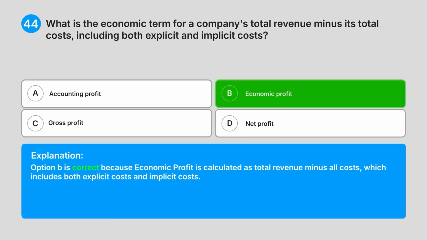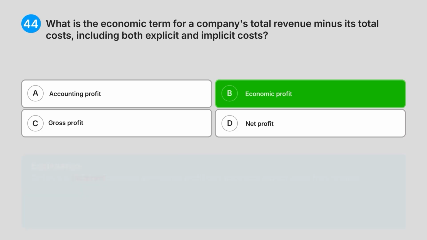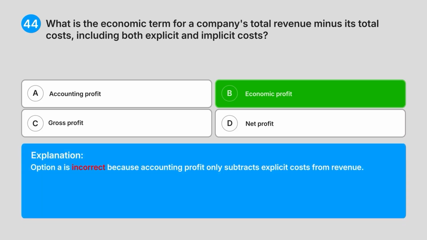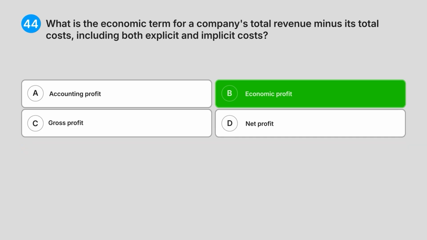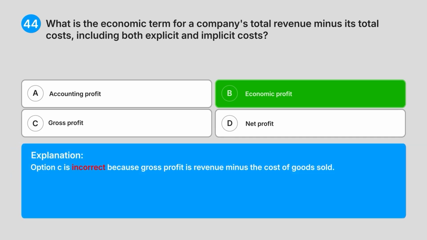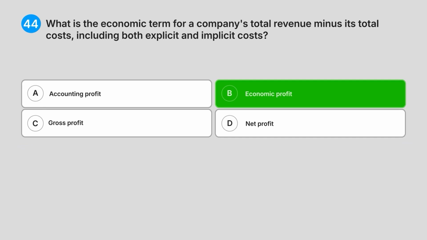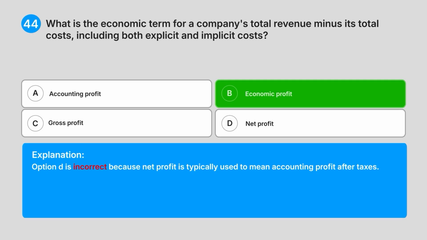Explanation: Option B is correct because economic profit is calculated as total revenue minus all costs, which includes both explicit costs and implicit costs. Option A is incorrect because accounting profit only subtracts explicit costs from revenue. Option C is incorrect because gross profit is revenue minus the cost of goods sold. Option D is incorrect because net profit is typically used to mean accounting profit after taxes.